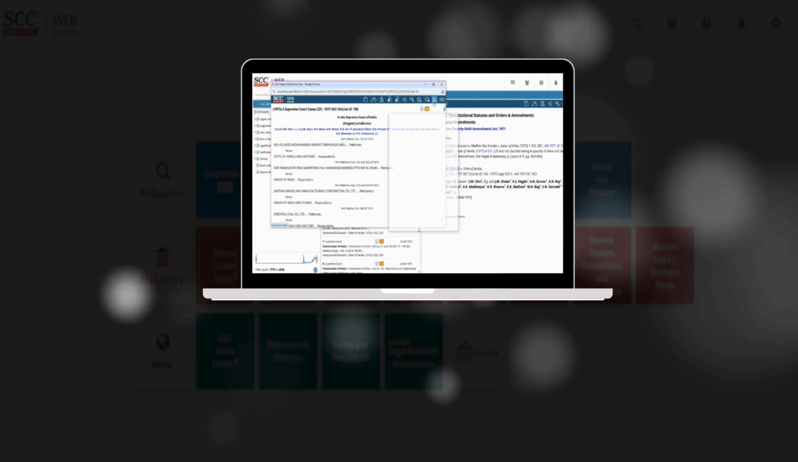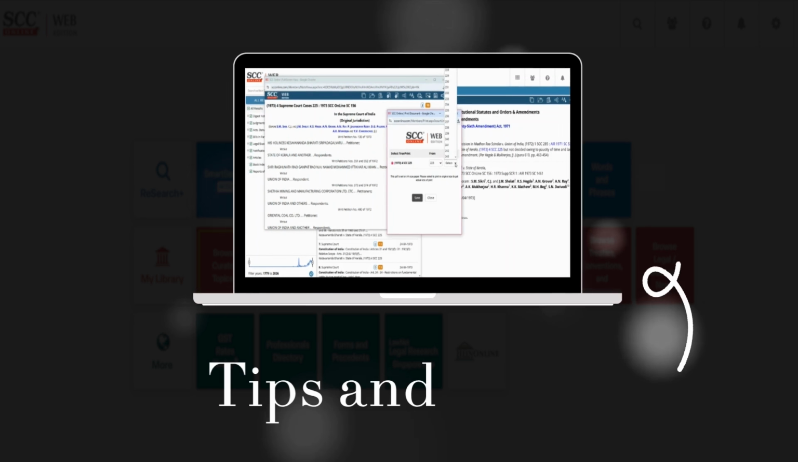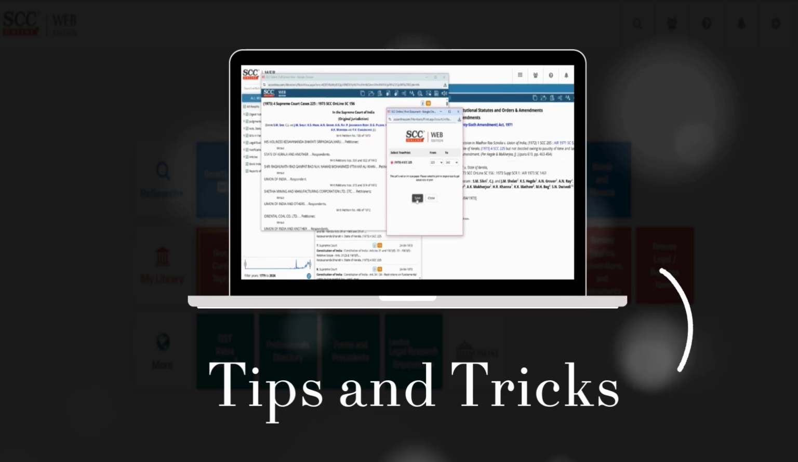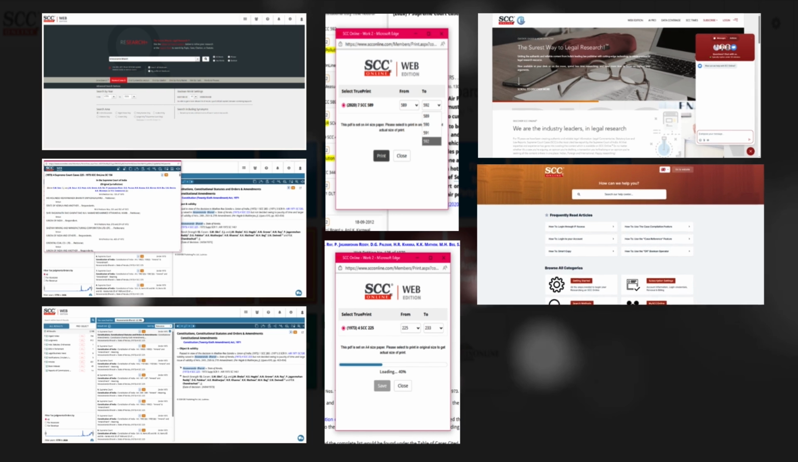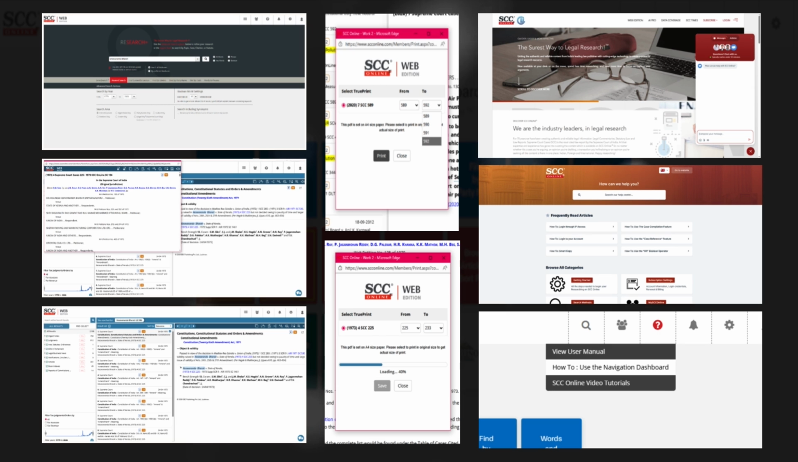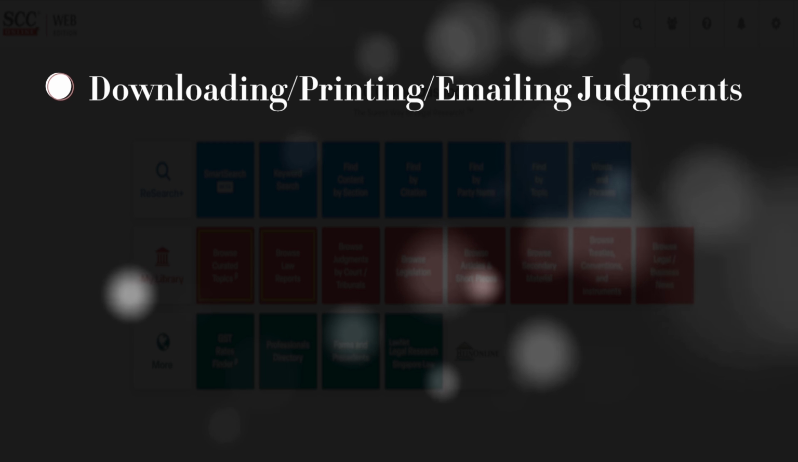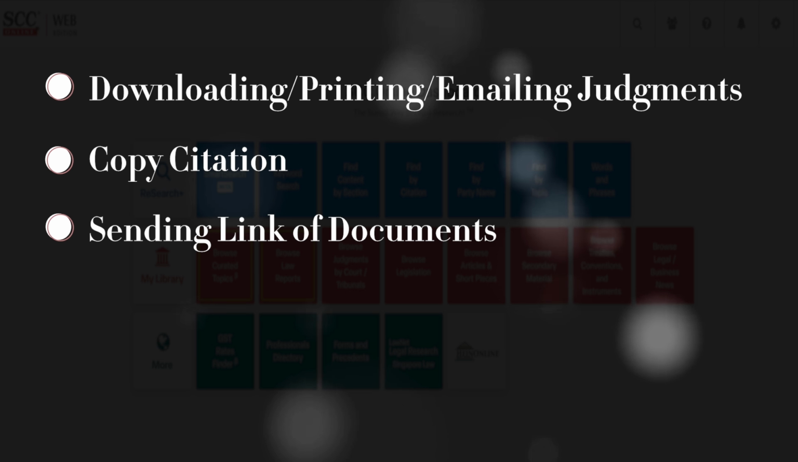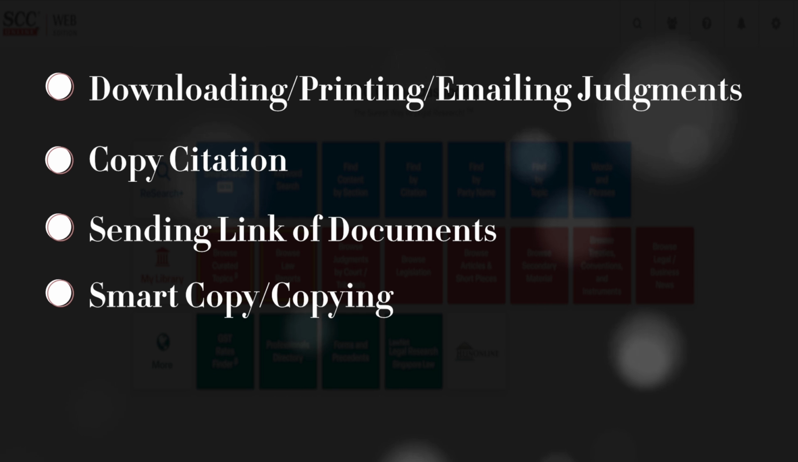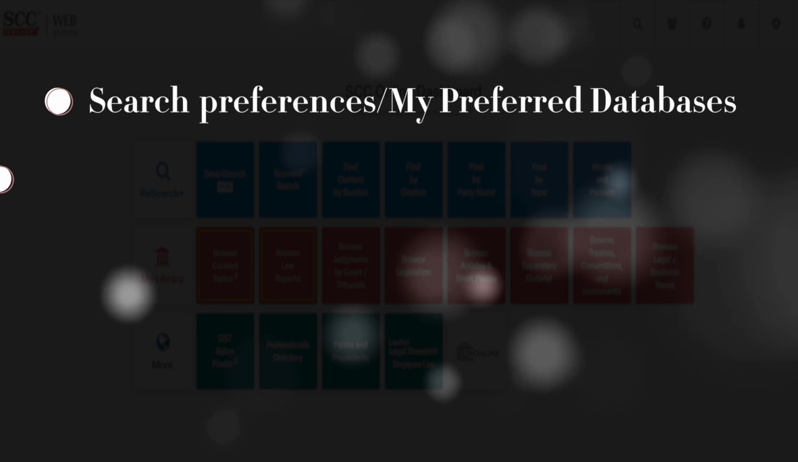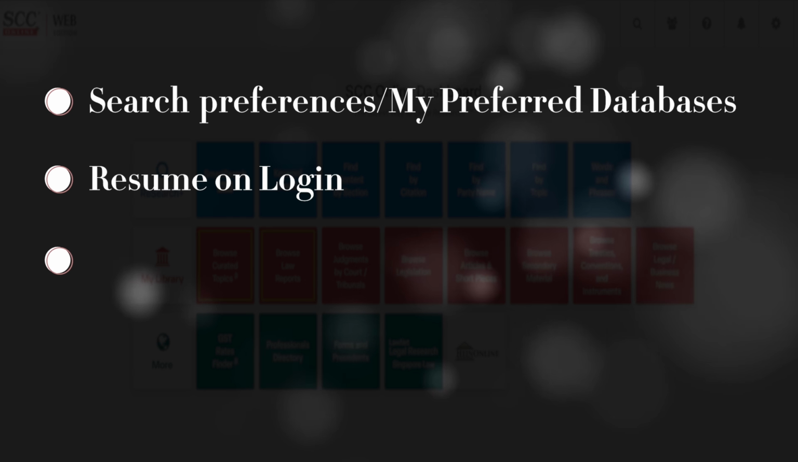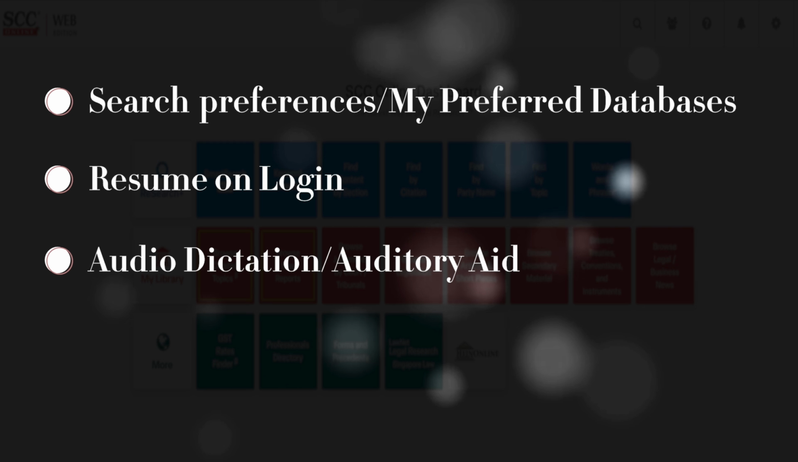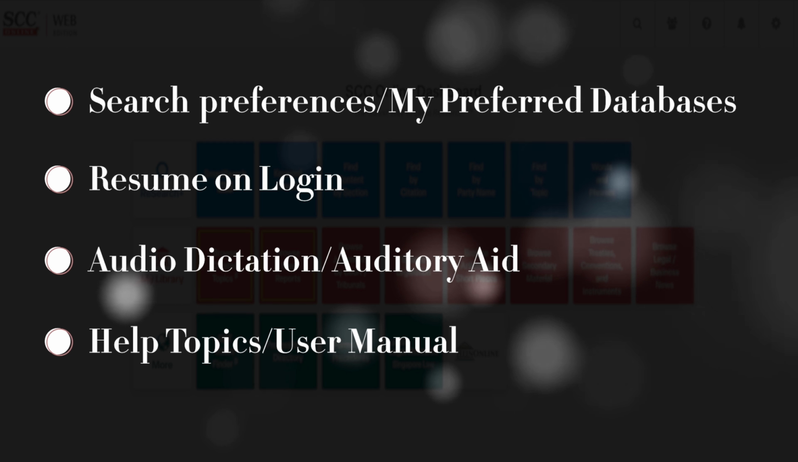In this episode, we are going to learn some tips and tricks that you can use to make your research more efficient. We are going to go through the following features of SCC Online Web Edition: downloading, printing or emailing judgments, copy citation, sending link of documents, smart copy or copying, case referencer, search preferences or my preferred databases, resume on login, audio dictation or auditory aid, and lastly, help topics or user manual.